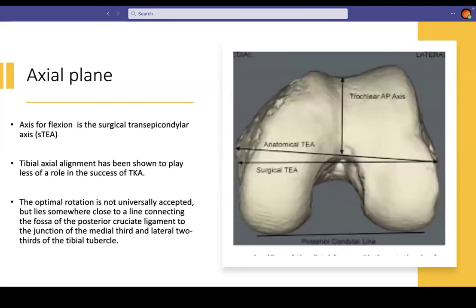In the axial plane, the axis of flexion is the surgical transepicondylar axis, that is the line between the lateral epicondyle and the sulcus in the medial epicondyle. The tibial axial alignment is less important compared to the femoral axial alignment in TKA. The optimal rotation of the tibial component is not universally accepted, but we usually keep the tibial component along a line connecting the fossa of the posterior cruciate ligament to the junction of the medial third and lateral two-thirds of the tibial tubercle, which is commonly referred to as the Insall line.